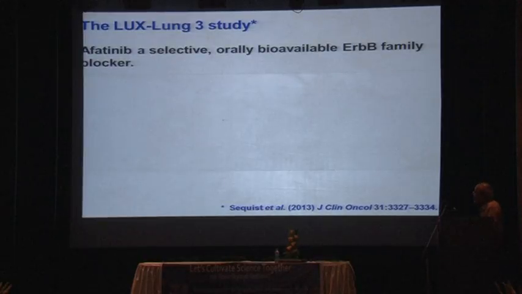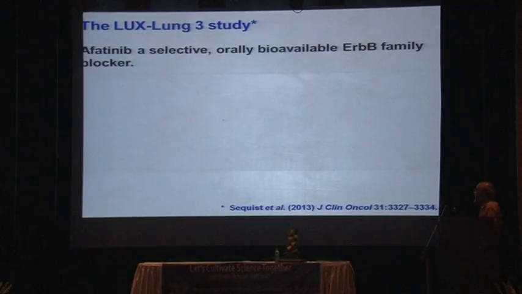One drug that came into the market is called afatinib. This drug is a selective, orally bioavailable blocker of EGFR, mutant EGFR. So that's the reason why the doctor said that if you have mutations in EGFR, you can take him home, because this is orally bioavailable. Then you can use oral chemotherapy and not injectable chemotherapy.